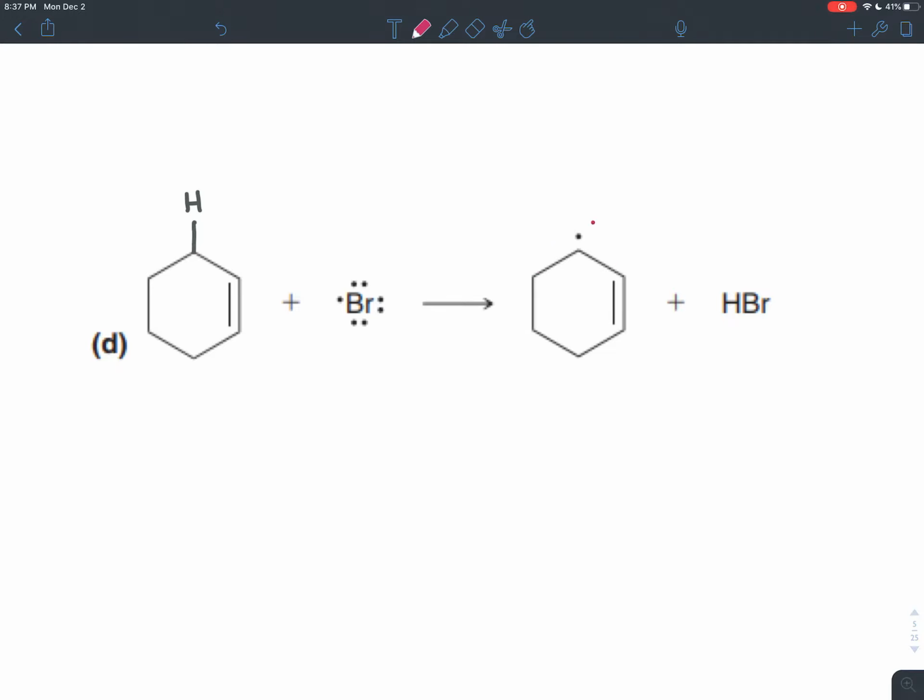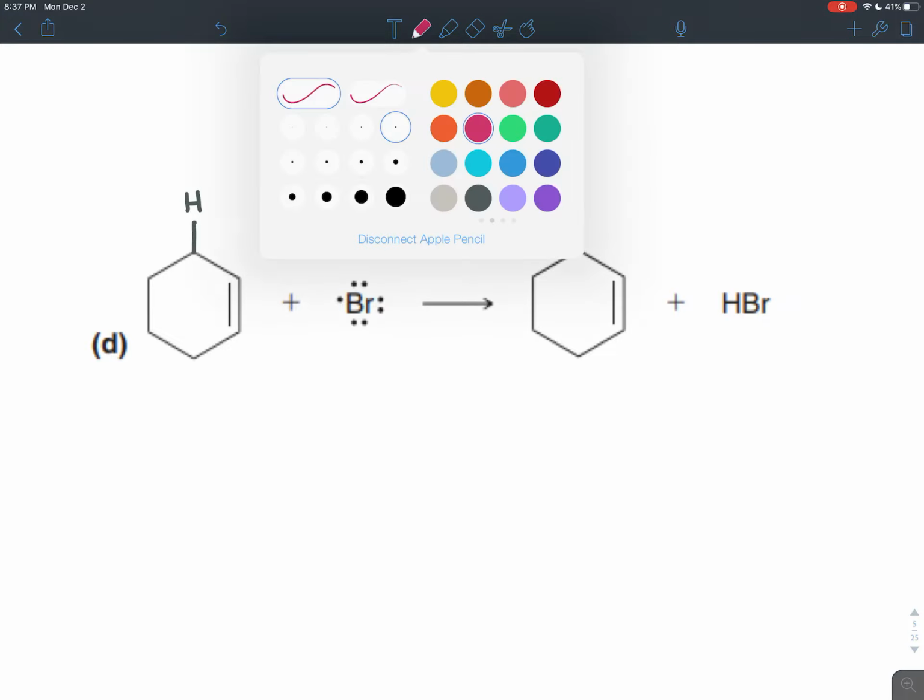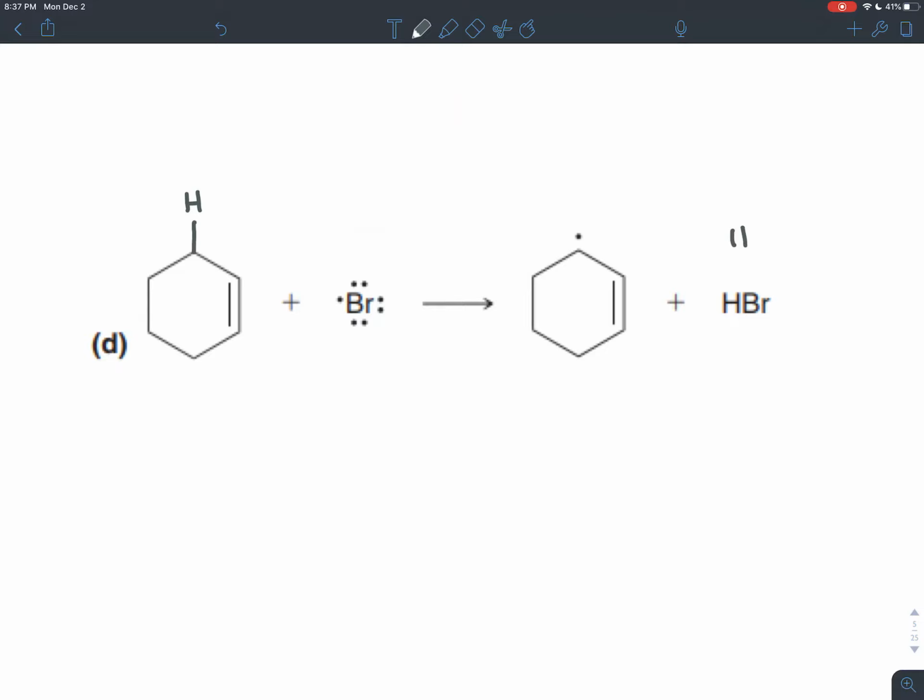It should make sense that you form a radical there. It's on an allylic position. It's one atom away from this pi bond, and so it can be stabilized through resonance. The other thing you'll notice changes is that you start with a bromine radical that's really reactive, and you end up with HBr. And if it helps, I'll just draw that out with the bond there. So you can see you form a bond between the hydrogen and the bromine.